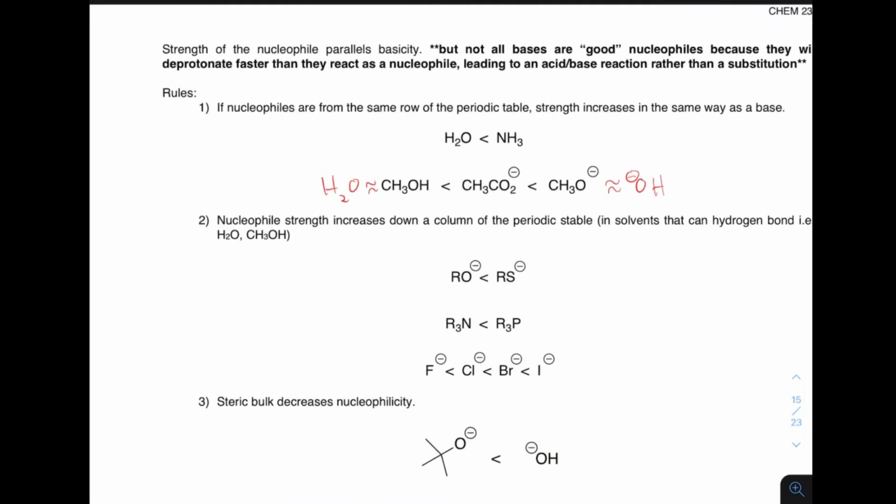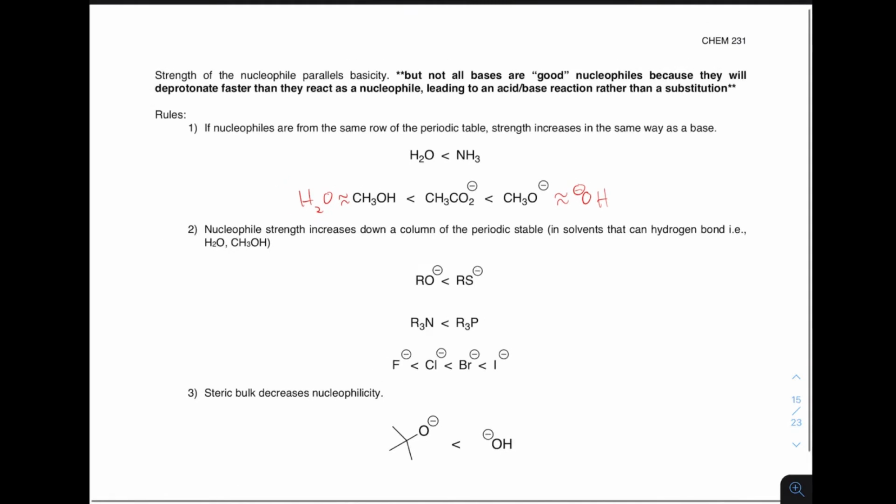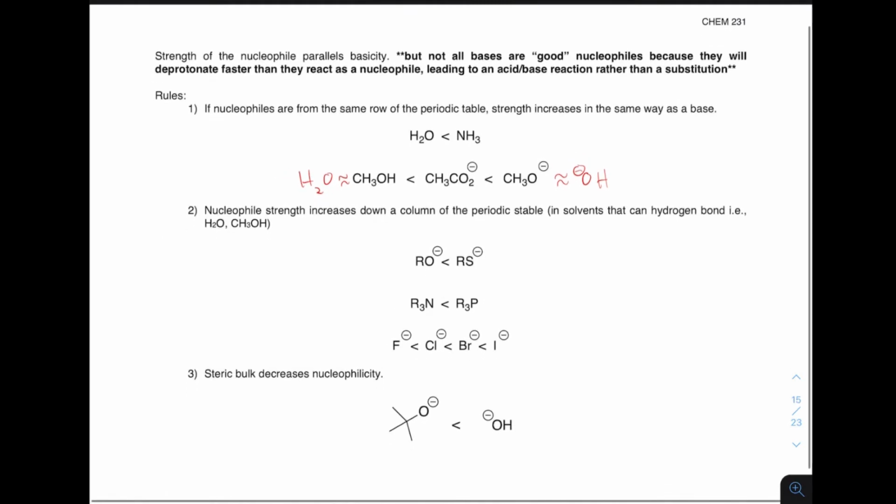And so when we're thinking about nucleophiles, we have to think about the strength of the nucleophile. And in general, what we'll see is that the strength of nucleophile parallels basicity. So a better base means a better nucleophile.